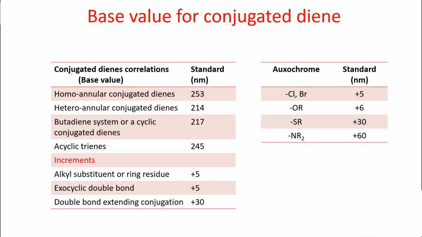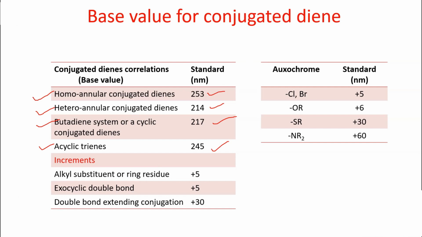Here are some base values for conjugated dienes. For homoannular conjugated diene, the base value is 253 nanometer. For heteroannular conjugated diene, 240 nanometer. For butadiene system and acyclic conjugated diene, 270 nanometer. For acyclic triene, the base value is 245 nanometer.